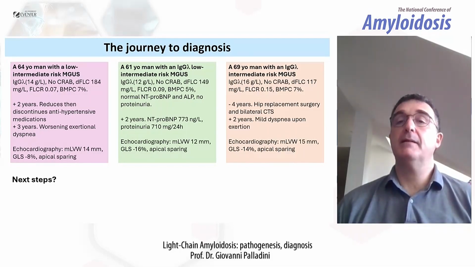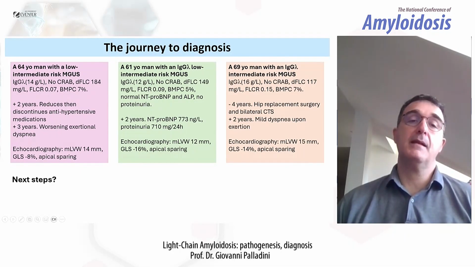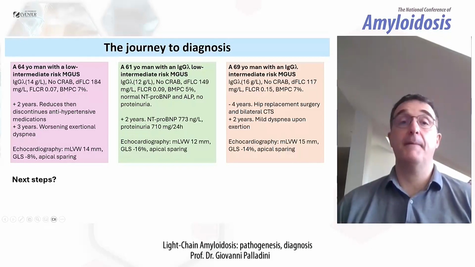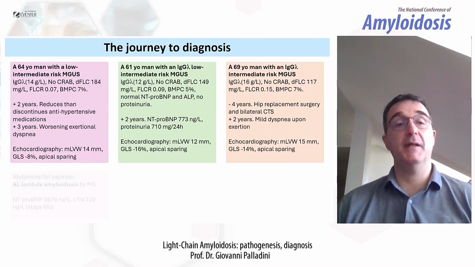The third patient is a little older. Before the diagnosis of MGUS, he had a hip replacement surgery and bilateral carpal tunnel syndrome. After 2 years, the patient experienced a reduction of the resistance to exertion with mild dyspnea, and an echo again allowed us to suspect amyloidosis. And these 3 patients were referred to our center. And of course, the next step in this patient should be confirming the suspect of amyloidosis with a biopsy.